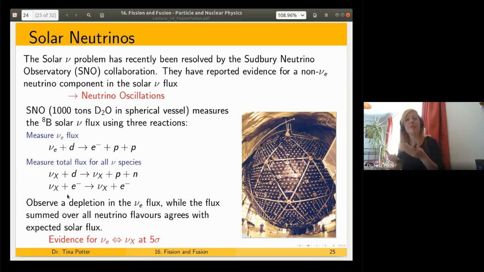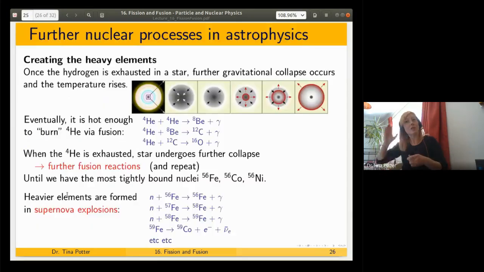And this was evidence for the solar neutrinos undergoing flavor oscillations at, well, certainly above this now, but at a 5 sigma, a discovery level. So neutrinos from the sun are very important. They allow us to probe the fusion processes in the sun, but further fusion processes do occur in stars. Not quite yet in our sun, but they have obviously occurred in other stars, and they've given us the heavier elements that we see around us today.